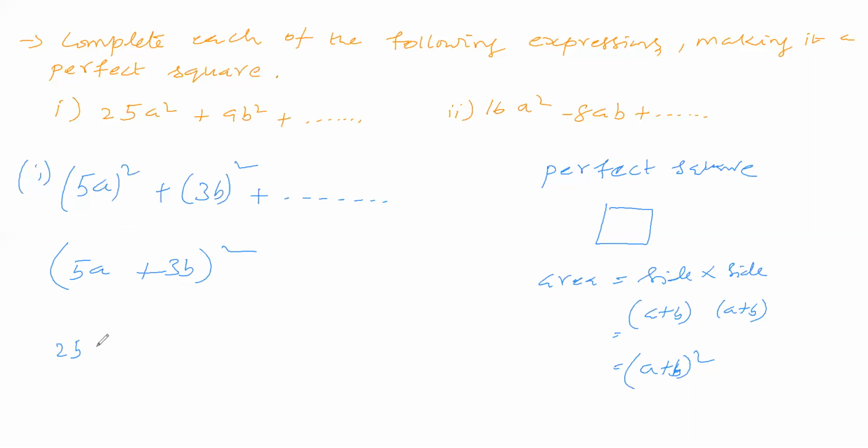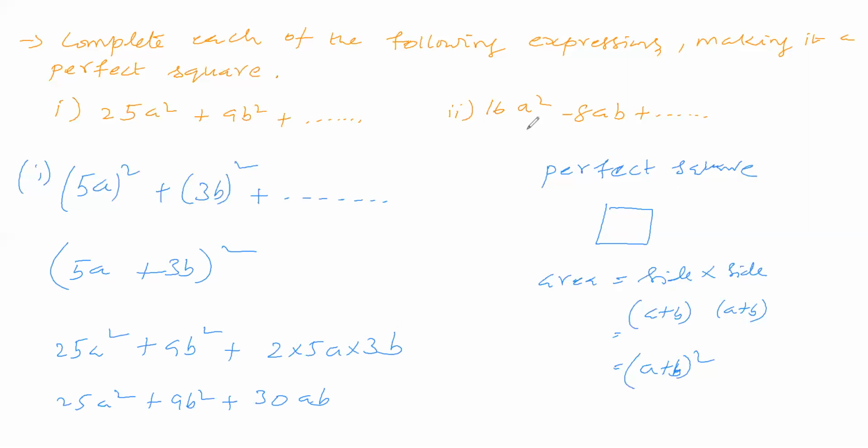So we square this one, we get 25a square. We square this one, we get 9b square. We will multiply these two with 2, so we get 2 into 5a into 3b. Therefore, 25a square plus 9b square plus 30ab. Why did we convert it like this? They asked us to make a perfect square, so that only we did like this.